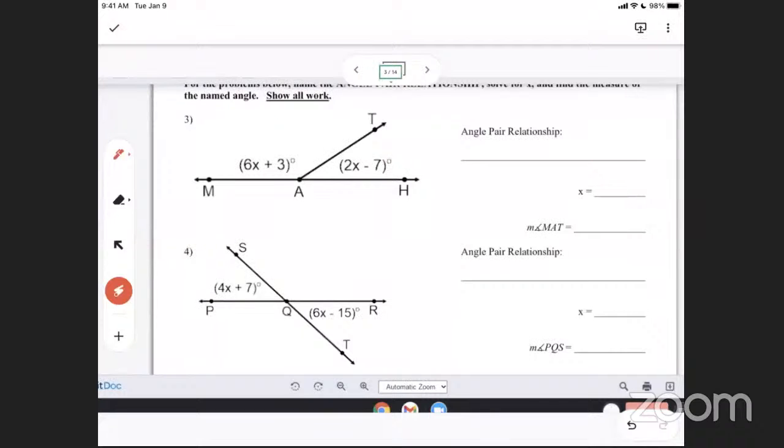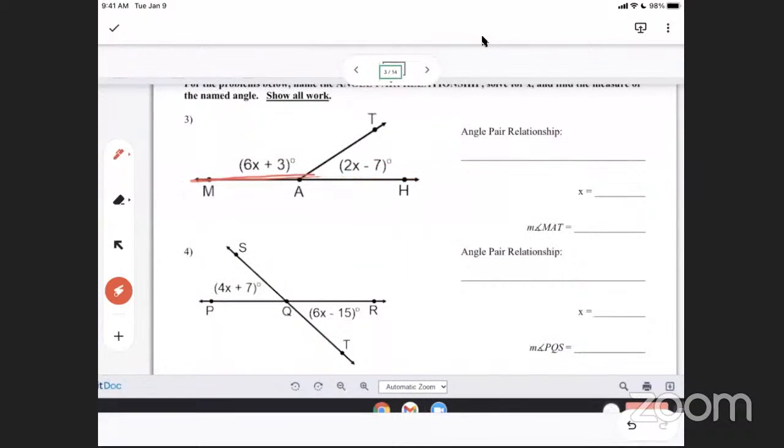Do they equal each other? When you're setting up the equation, does it look like they would equal each other? No. Which doesn't necessarily mean that they don't, but can we assume that they equal each other by looking at that picture? No, we can't. But what we can assume is that this is a straight line.